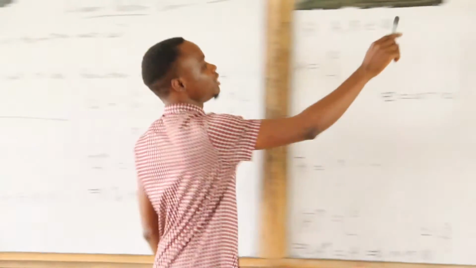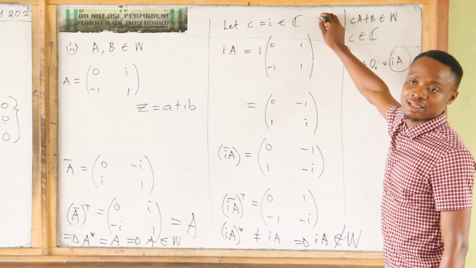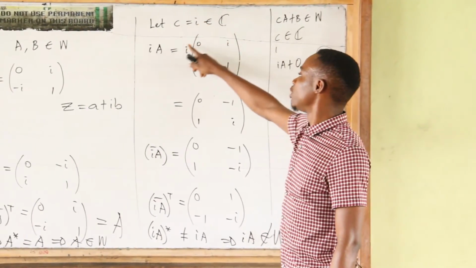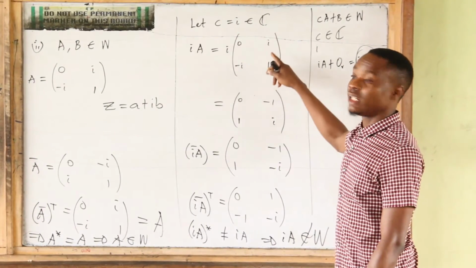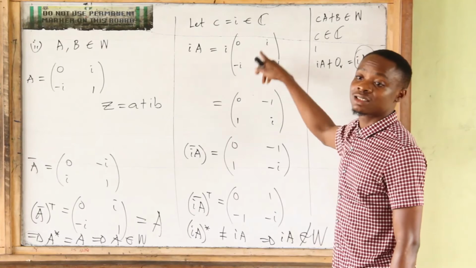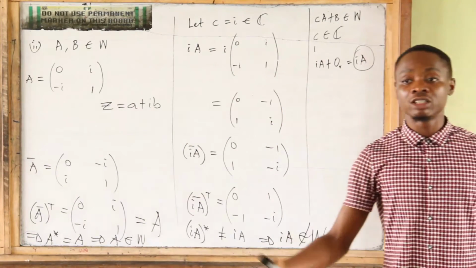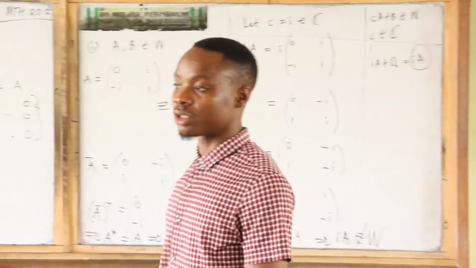So I have picked i. So i is what I have picked here because it is an element of our field of scalars. Is it clear? So using this to multiply A, we got this result. Is it clear? Then for this result, we just need to show that it is not a Hermitian matrix. If it is not a Hermitian matrix, then it has defaulted the conditions.